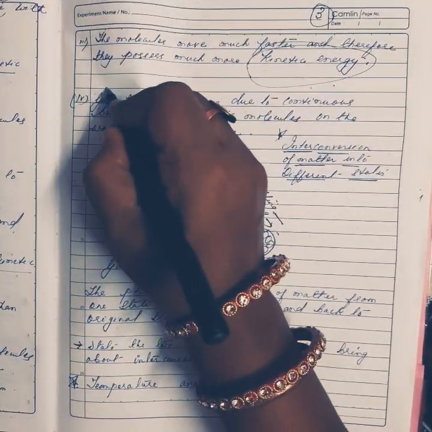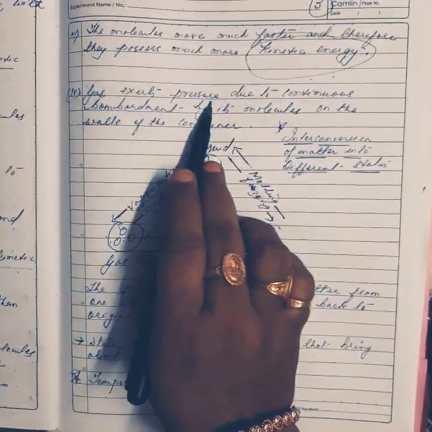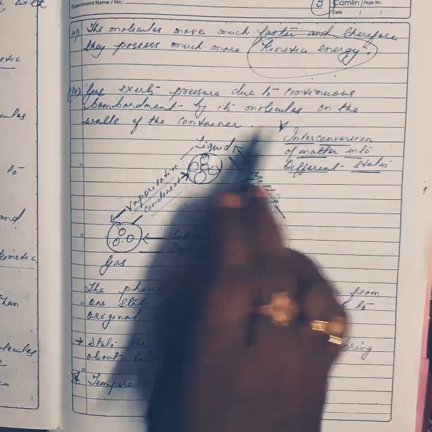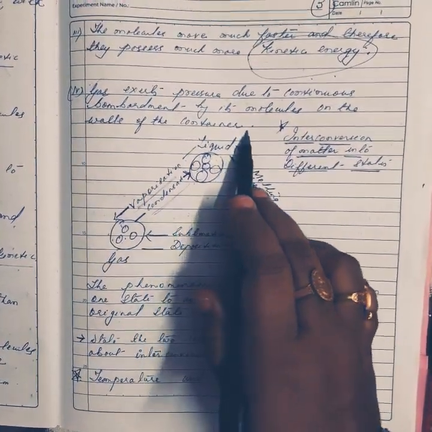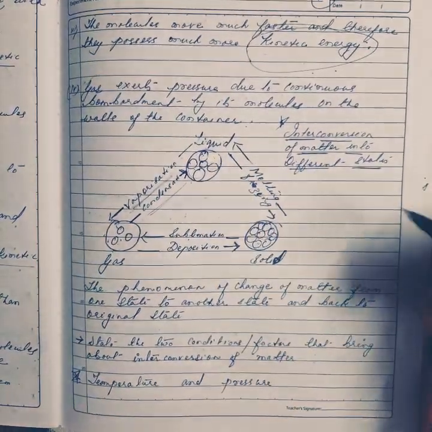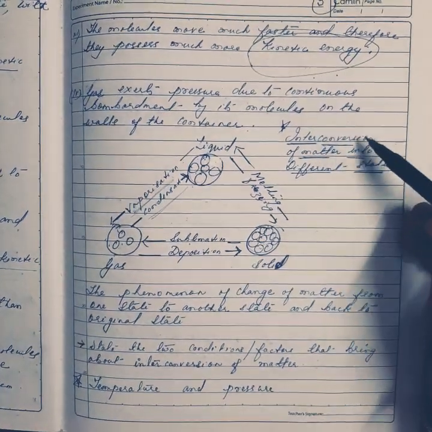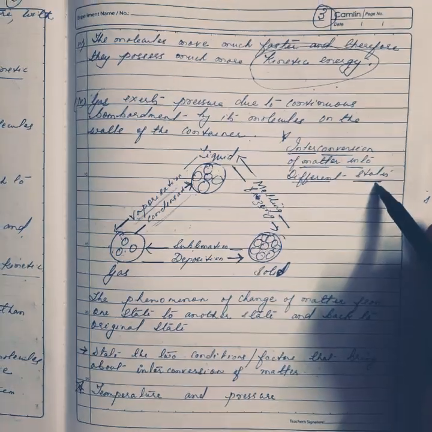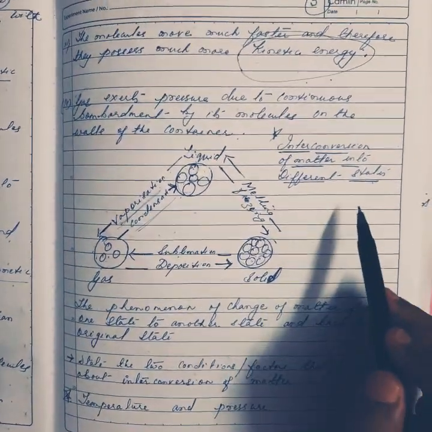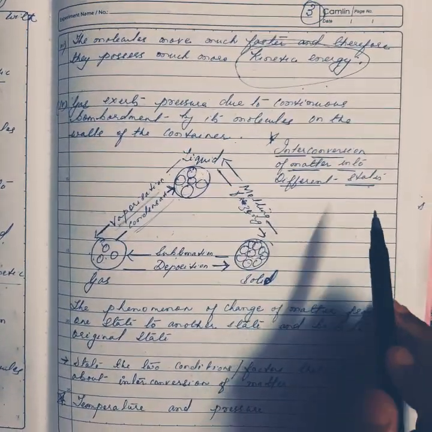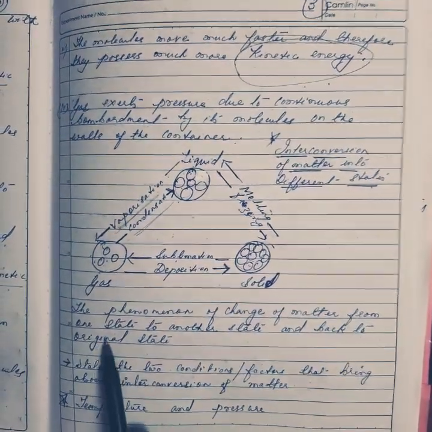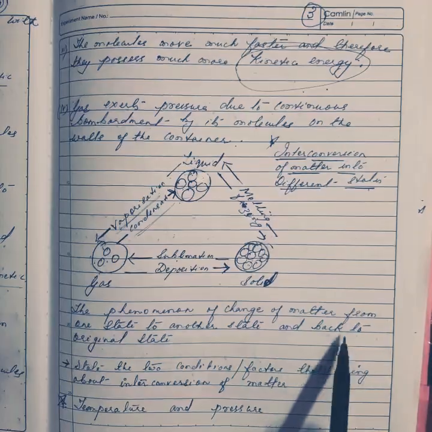Gas exerts pressure due to continuous bombardment by its molecules on the walls of the container. So you may get a reasoning question, why does gas exert pressure? It is due to the continuous bombardment by its molecules on the walls of the container. Now next phenomenon we are coming across is interconversion of matter into different states. What do you mean by interconversion of matter?